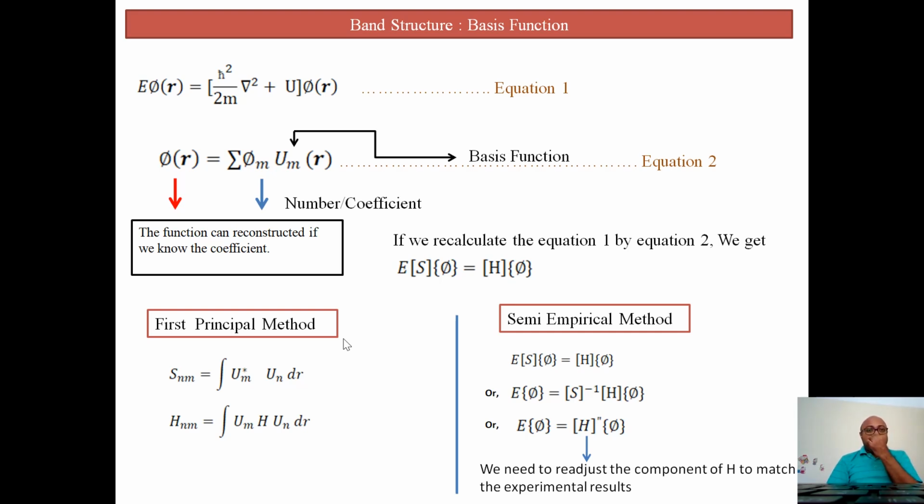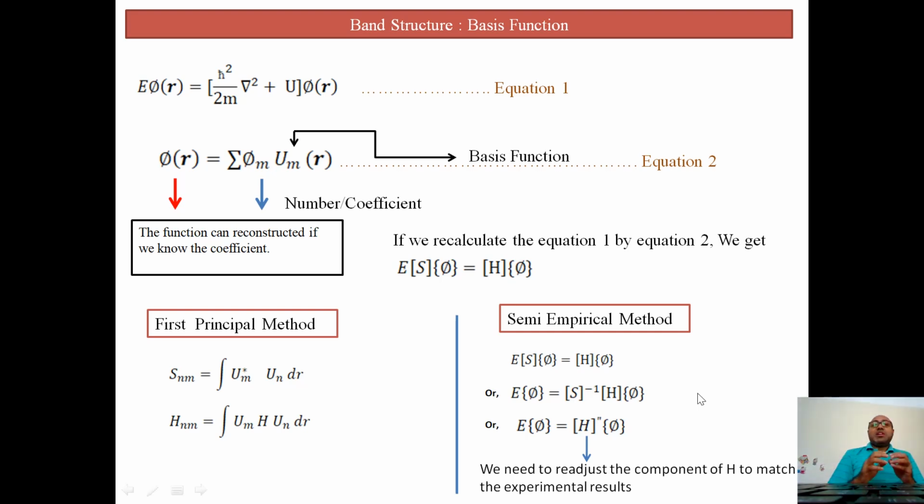There are a lot of other problems, but if somehow you overcome those problems, whatever you are getting is good. What about the semi-empirical method? Semi-empirical is a little bit tricky. You have formed that ES phi is equal to H phi, that is fine, no issue. After that, instead of calculating each and every component of S and H, you go to the available experimental results, so that you can reconstruct your H matrix.